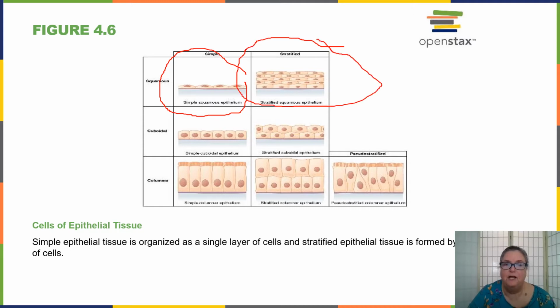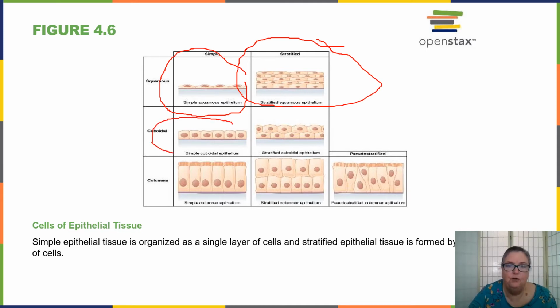So we have stratified squamous where we have some areas of abrasion, for example, in our mouth, in the lining of the mouth, in our cheeks. Those are stratified squamous. So as we're eating, maybe we're eating nuts, there's some scraping and everything. It's no problem. Some of those cells come off, but we're not damaged by it.